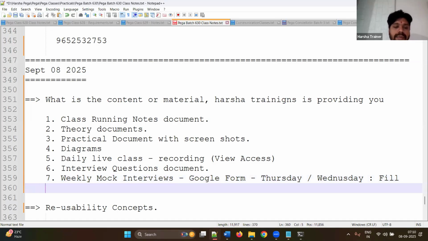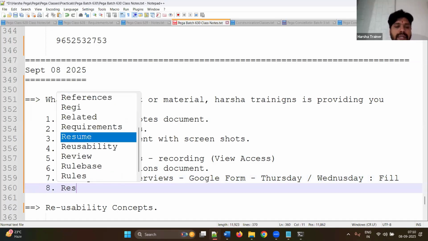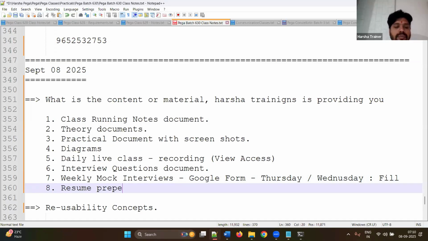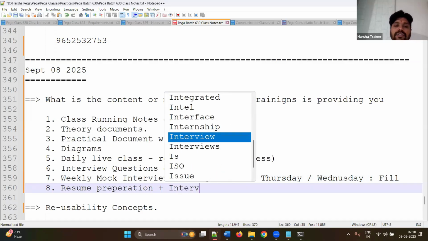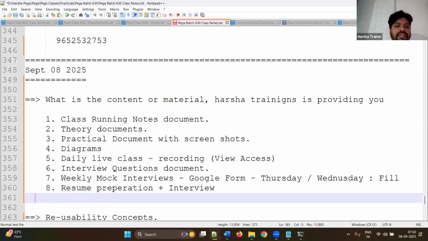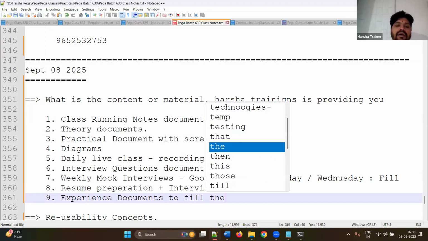And for your resume preparation also, we will help you. Resume preparation at the end, so resume preparation plus interviews. And also, if anyone is looking for people from India or other countries to fill some gap by covering with some experience documents and all, we will provide you. I mean, we have some contacts. We will let you know about experience documents to fill the gap.